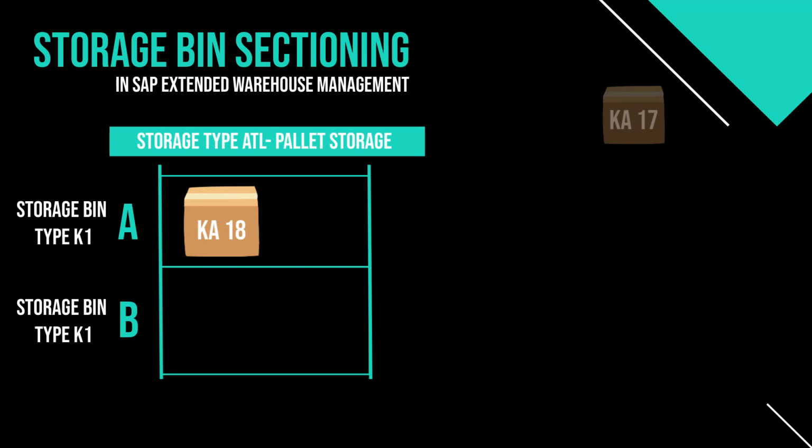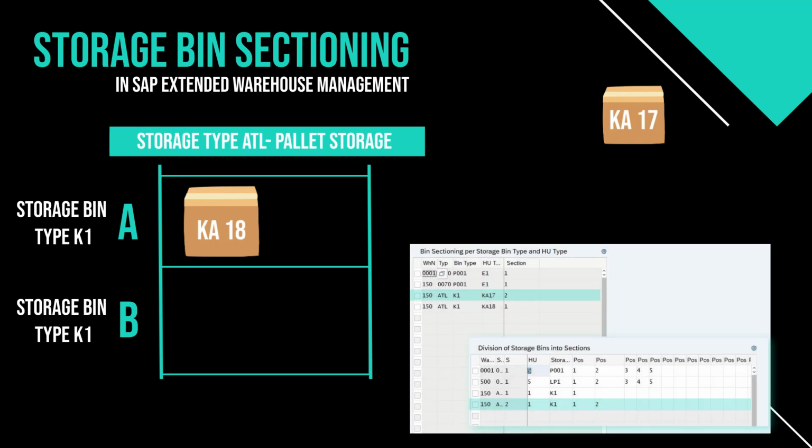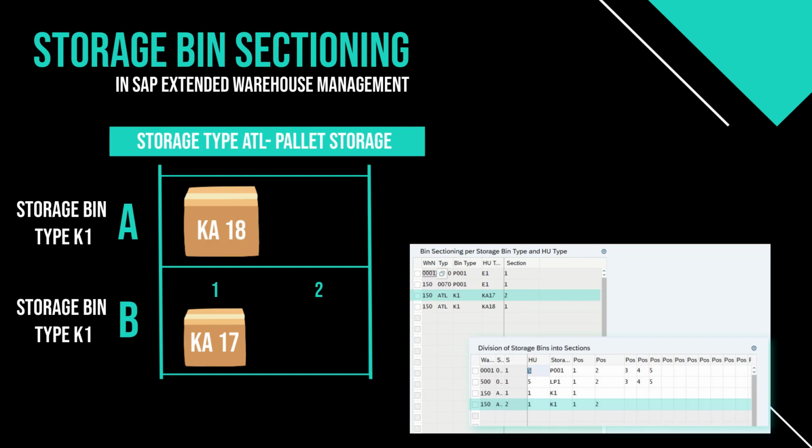If we now create a put away warehouse task for the handling unit with HU type KA17, the EWM system is going to section again. And this time the sectioning results in 2, which basically tells the EWM system to split the storage bin in the middle and create 2 sub-bins, of which one will be occupied by our handling unit and the other one is going to be empty.